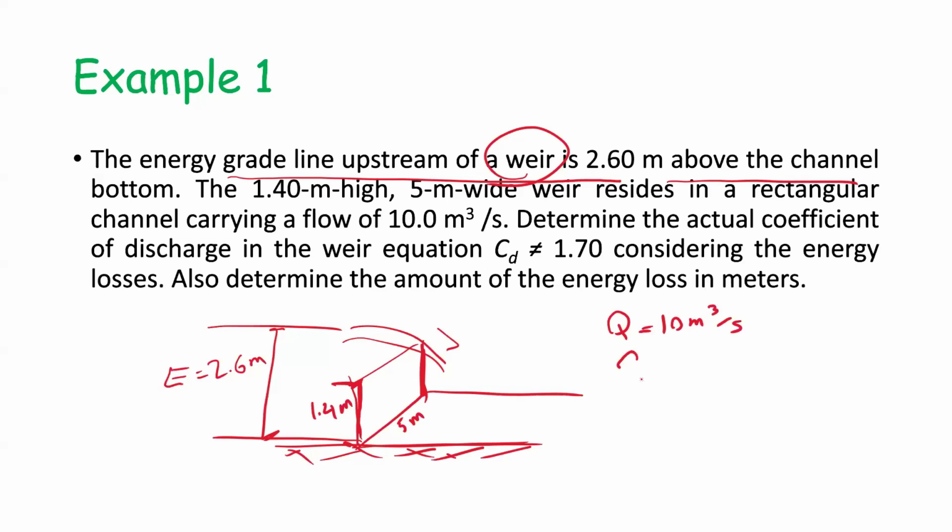It asks for the actual coefficient, and it says that it's not 1.7, which is a normal coefficient, considering the energy loss. So you should consider it. Also determine the amount of the energy loss in meters. So it seems that you need to find the energy loss as well. Those are the two things that it asks. Let's get rid of this one.